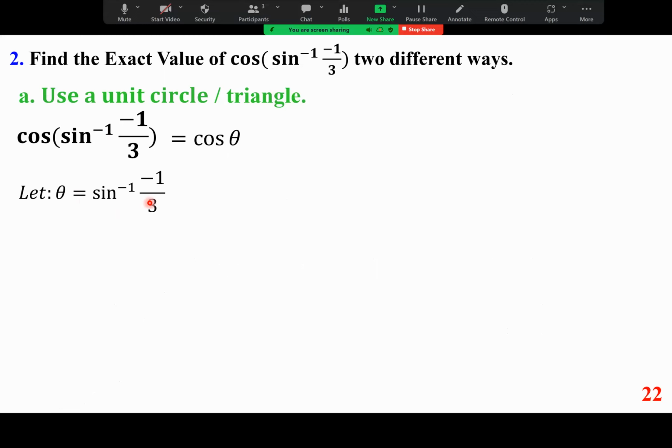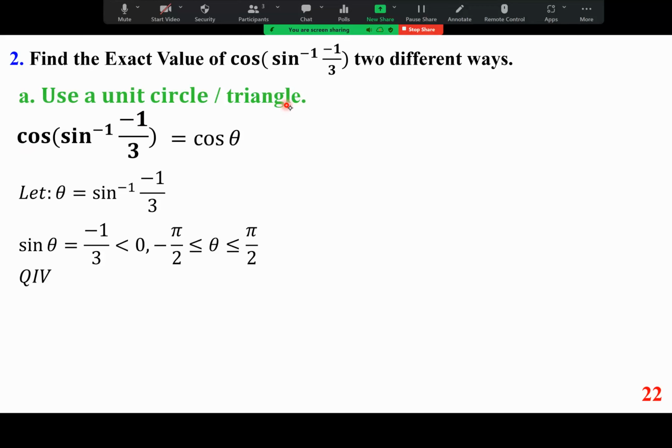By this definition, sine theta must be -1/3. Because of the restriction for sine, we are in the fourth quadrant to the first quadrant, and since sine is negative, it must be quadrant 4. In quadrant 4, cosine is positive. So we can use the unit circle and triangles.